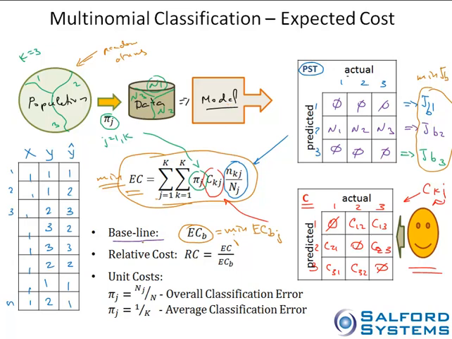Now this introduction of baseline cost gives me the luxury of introducing a relative cost measure, which is simply the ratio of the current observed expected cost as a fraction of the baseline expected cost. And this relative cost has a useful range between 0 and 1, even though technically it could go above 1, and that would indicate that you have a model whose expected cost is worse than the baseline.